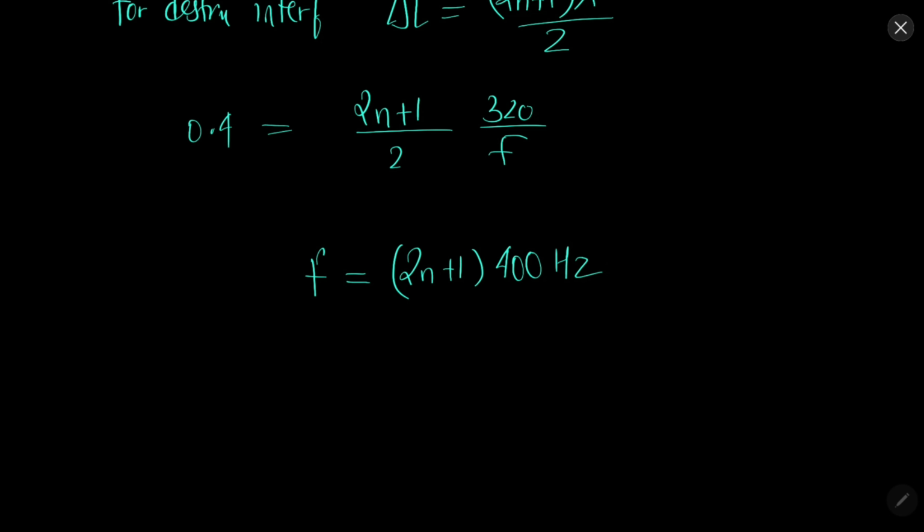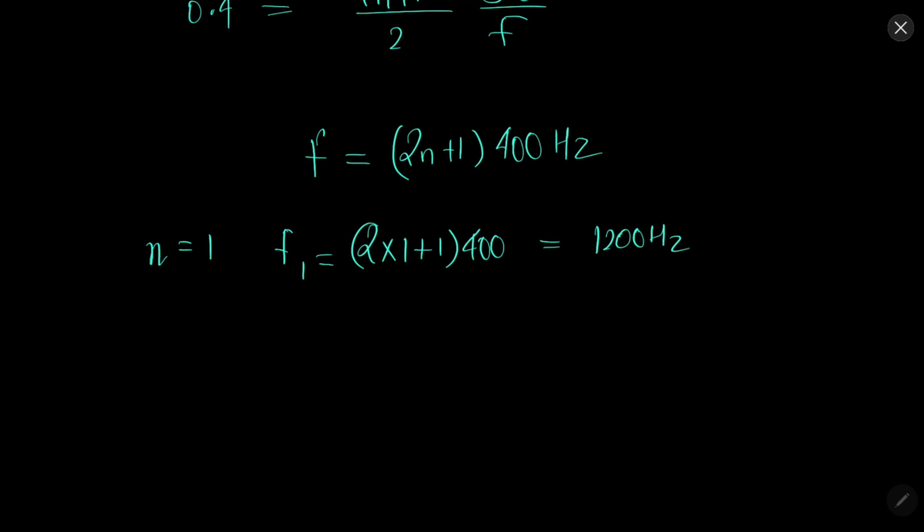So you can put the values of n, which can be 1, 2, 3, and by that you can find various values. So for example, n equal to 1, (2 into 1 plus 1) into 400. So it will give you 3 into 400, that is 1200 hertz. And similarly, when n is equal to 2, n is equal to 3, you will get different values, 2000 hertz, 2800 hertz, and so on.